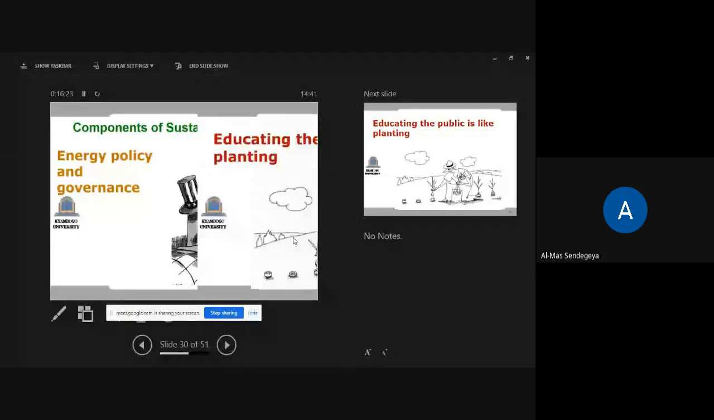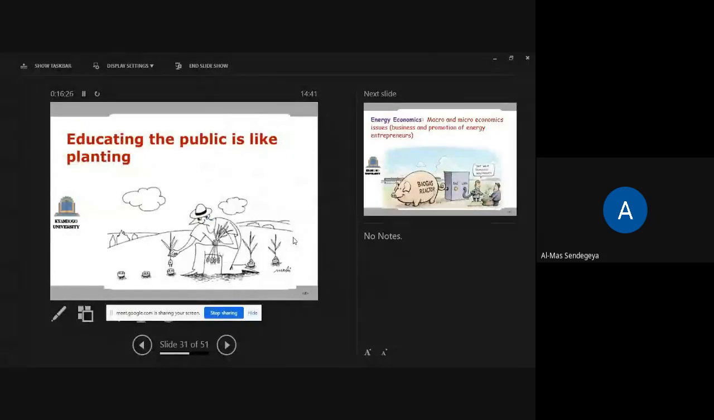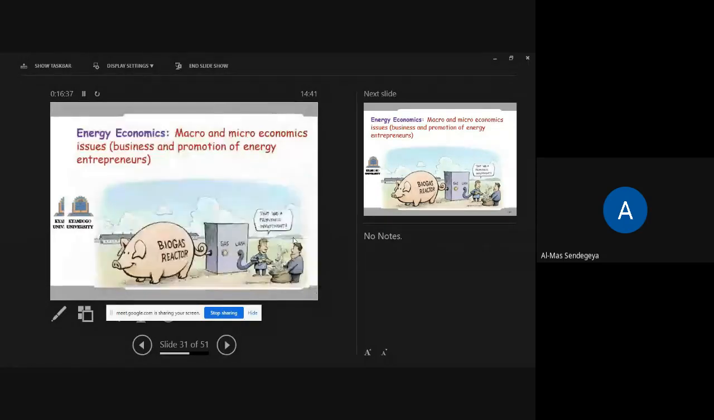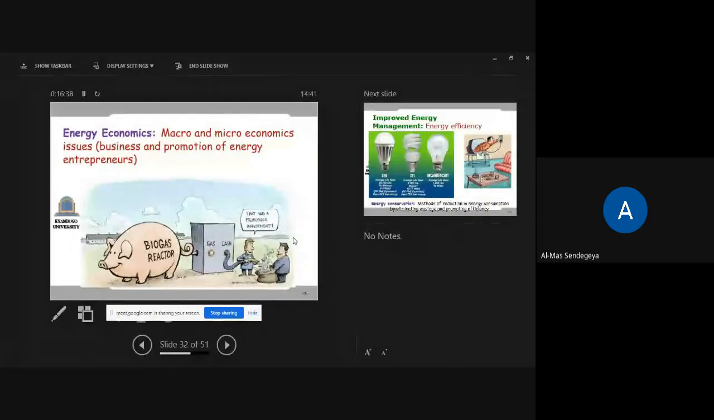Educating the public is very important. There is energy and the public. How do we educate the public? Educating someone is like planting a tree. Energy and the economy. We need energy for economic development. Micro and macroeconomic issues. We can think about energy as related to economics.